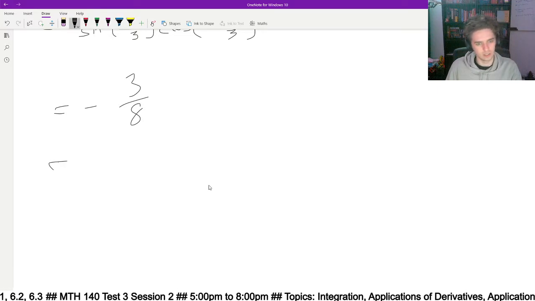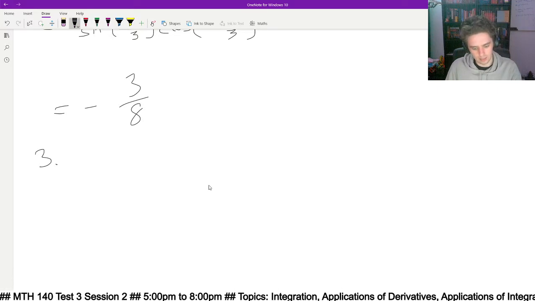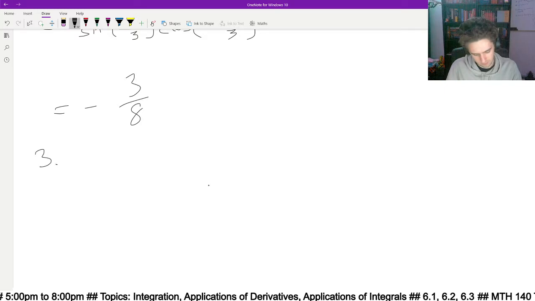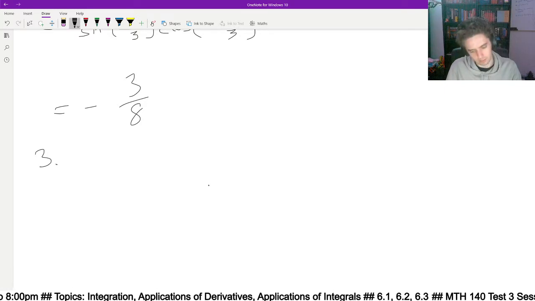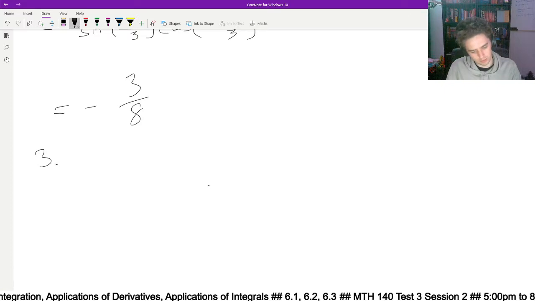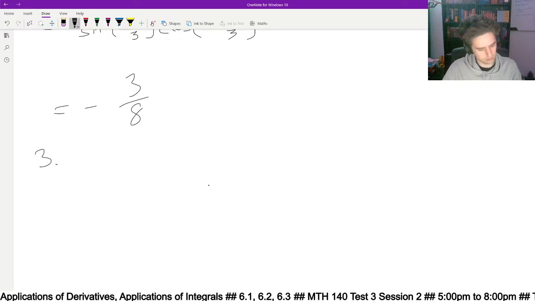Okay, sounds good. So 3 is let f of x equal that, then f prime. No, this is also not on the test. F inverse prime. That's from last test. So I will move to the next one.